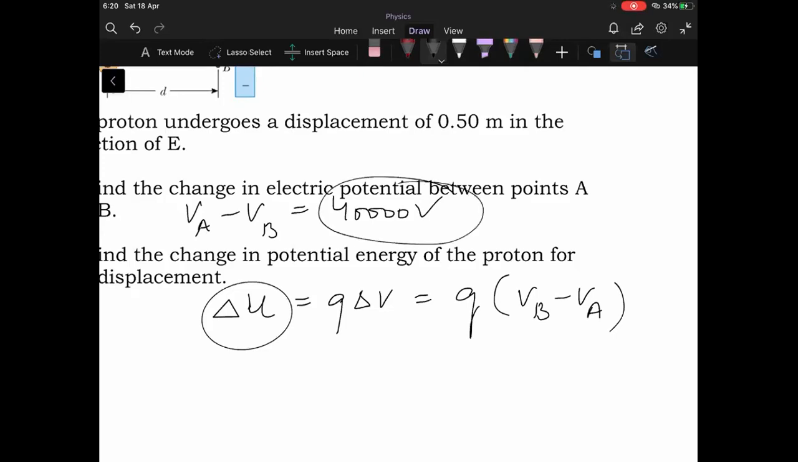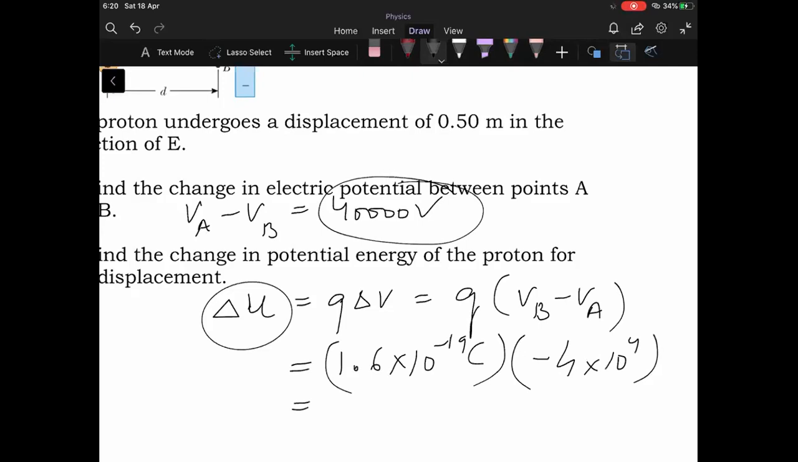So first part they are asking something different. In second part you have to apply the reverse of it. So what is the charge on electron? 1.6 into 10 to the power minus 19 coulomb. And what is VB minus VA? That is 4 into 10 to the power 4. So if you solve this, you will get the answer as 6.4 into 10 to the power minus 15 joules with a minus sign. That means potential energy decreased by this amount.